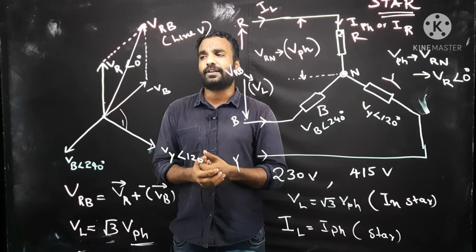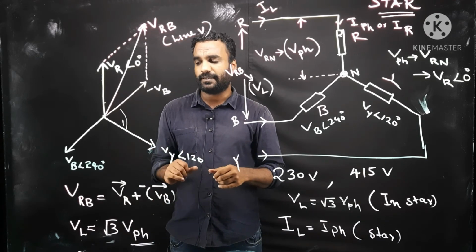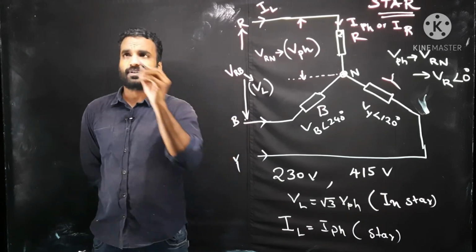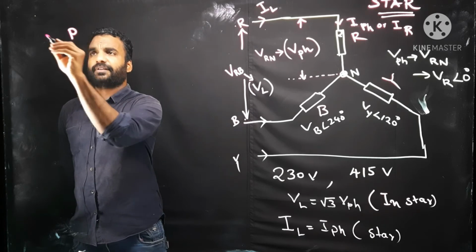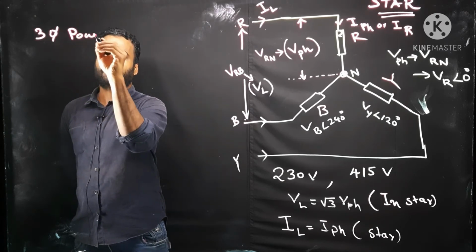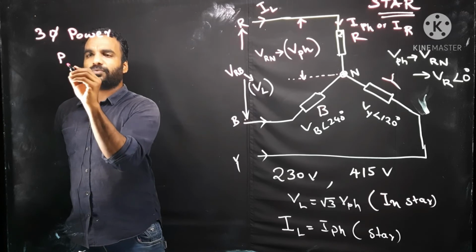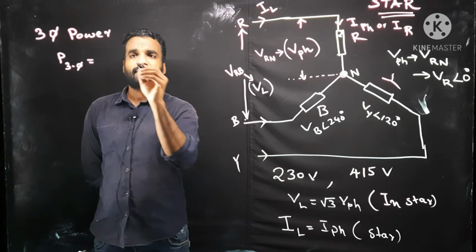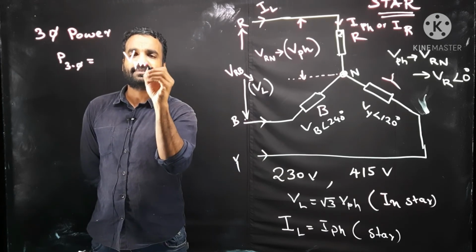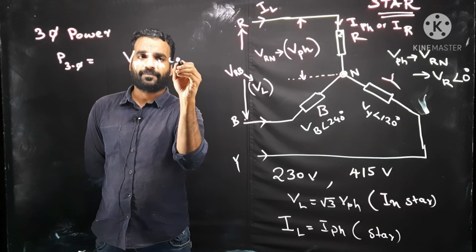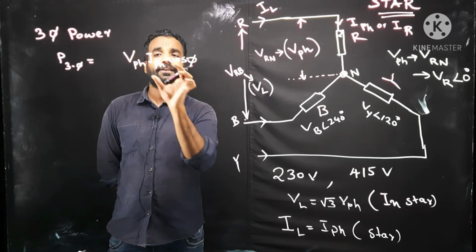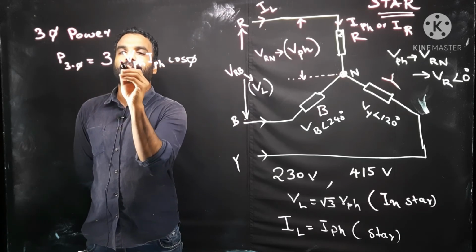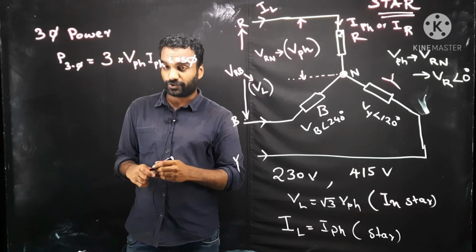Now I am going to derive the power relation for this 3-phase star connection. Okay, now power. 3-phase power. In 3-phase we have 3 phases. One phase power is V phase, I phase, cos phi. We have to always take phase values here. And as it is a 3-phase system, we have to multiply by 3. So 3 into V phase, I phase, cos phi.